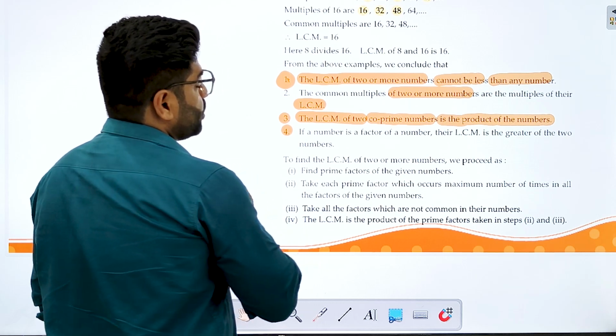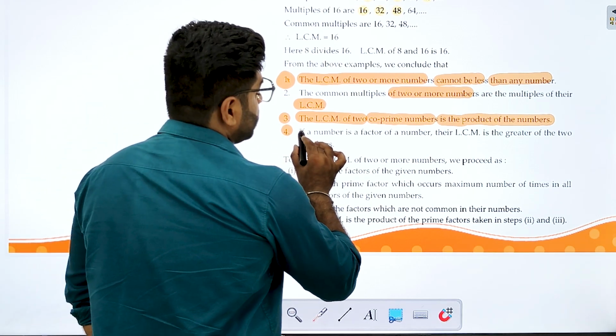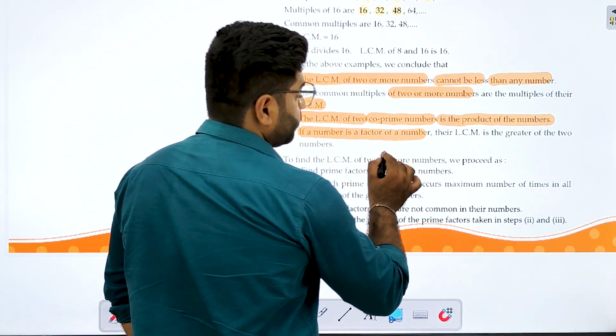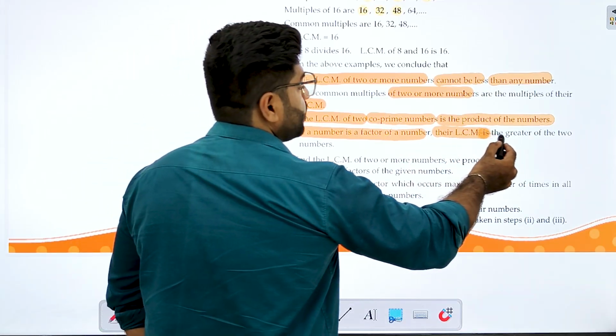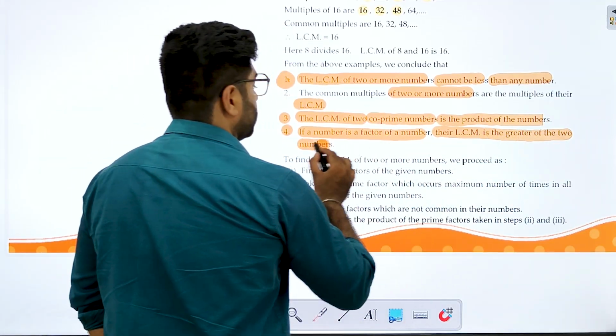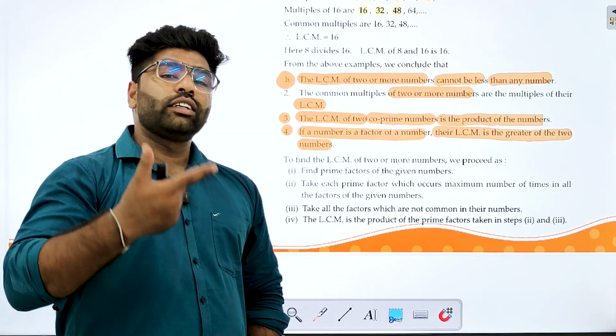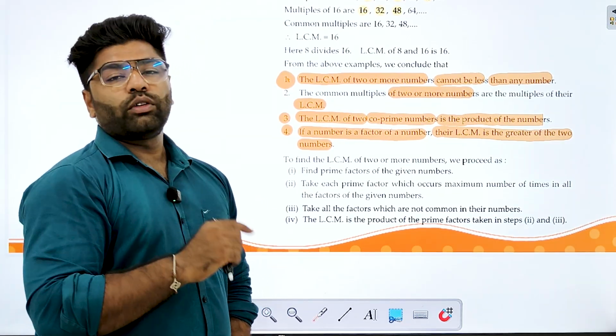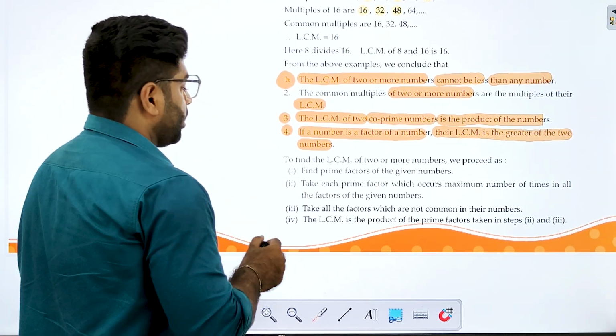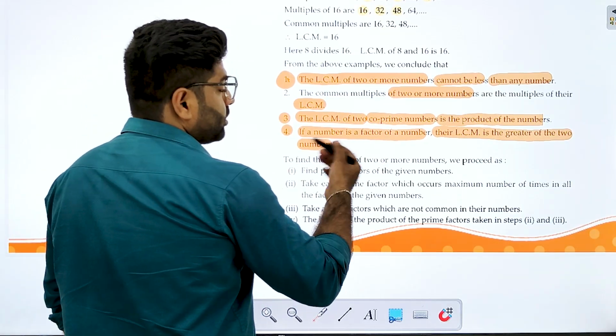Now come to point number 4: if one number is a factor of the other number, then their LCM is the greater of the two numbers. When there are two numbers and one is a factor of the other, the greater one is the LCM of these two numbers. Clear? Okay.